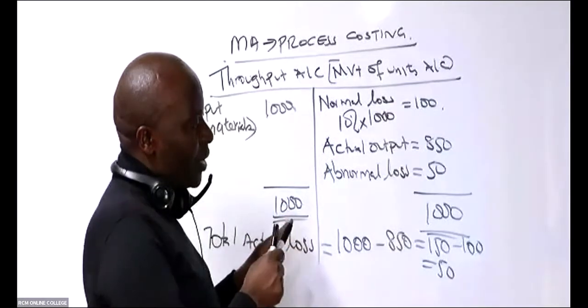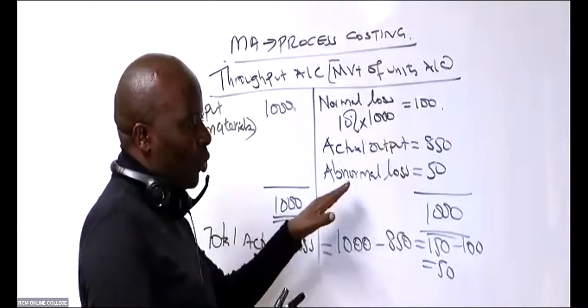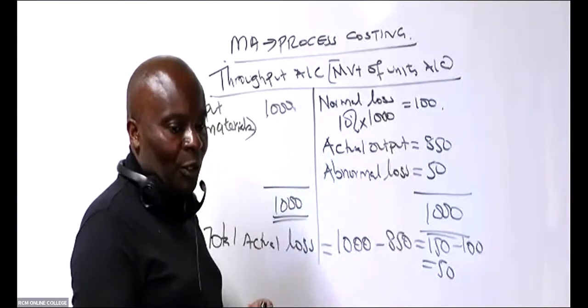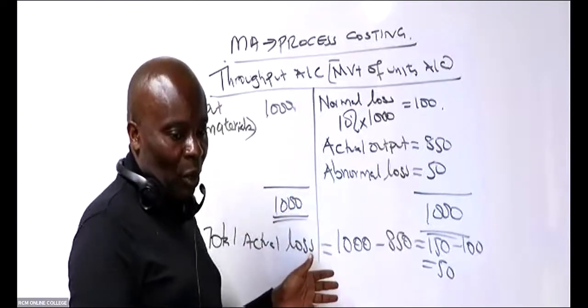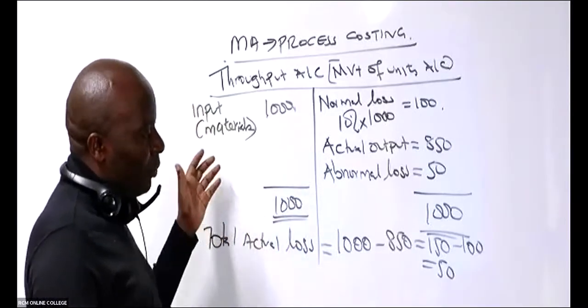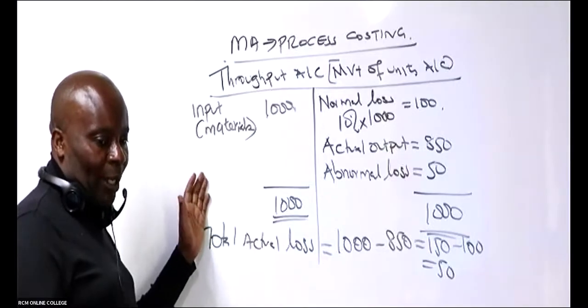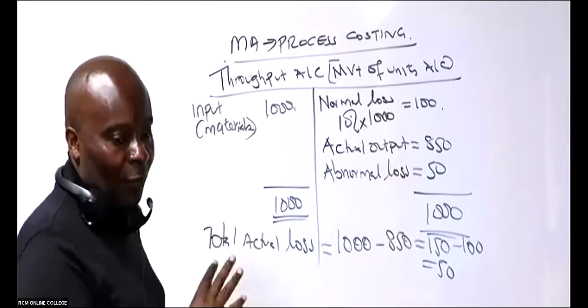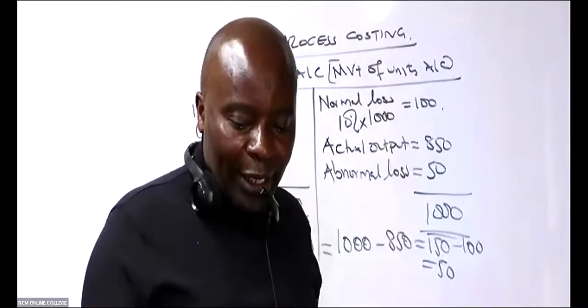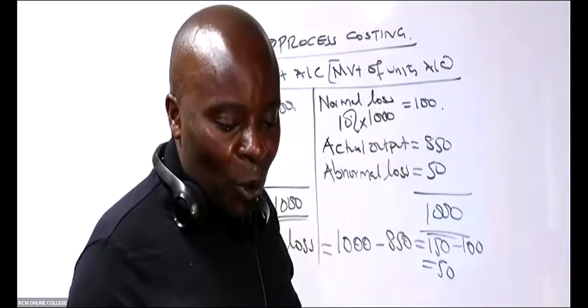So you can see there, the balancing figure is on the credit side. If the balancing figure is on the credit side, then that will be an abnormal loss. If the balancing figure was to come on the debit side, it will be an abnormal gain. So please master this.